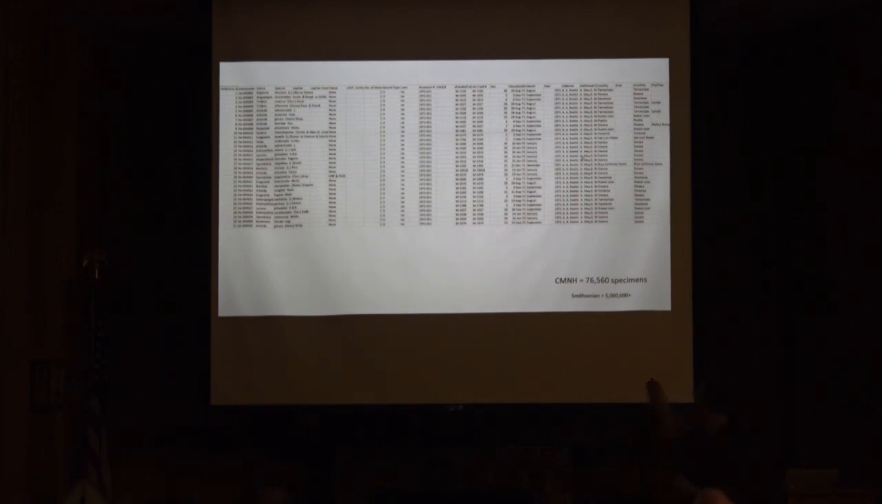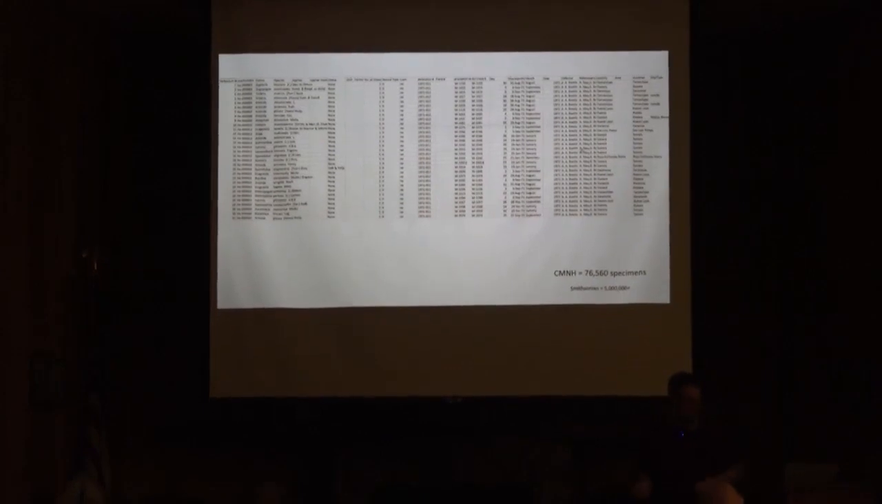And so, as I said, we have about 76,000 specimens, which is decent for the size of a museum that we are. For context, though, the Smithsonian has about 5 million species. So we are still sort of small, but we represent a very important regional hub of a much larger picture.